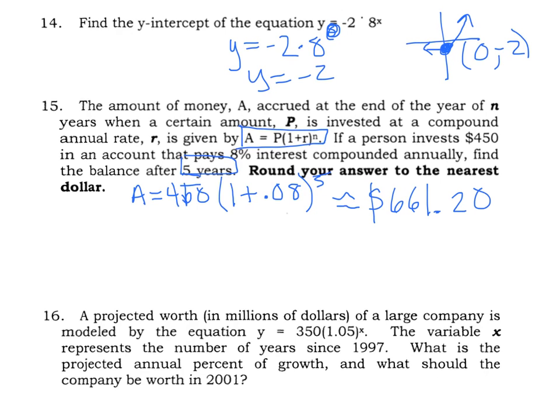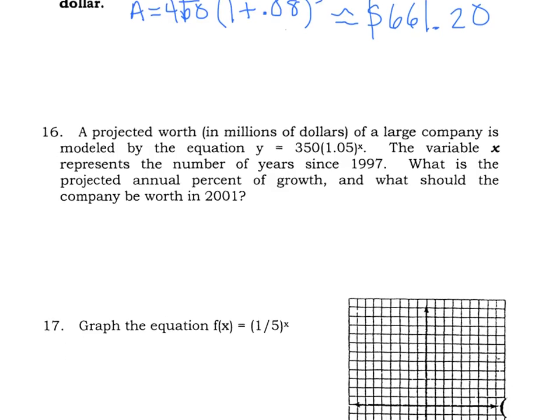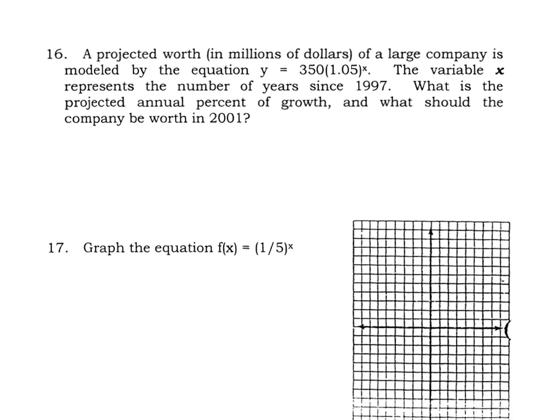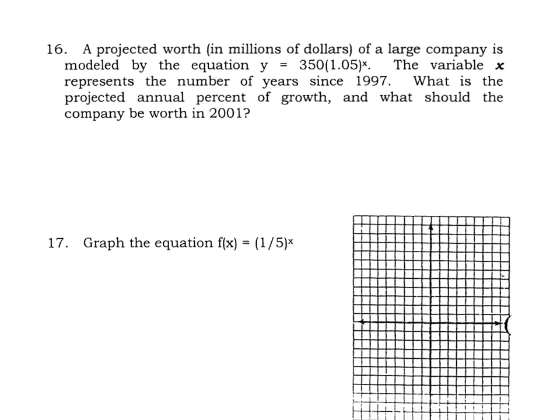Okay. Number 16 is going to be very, very similar. Again, it gives us an exponential growth model with the value of a company. And the biggest difference here is how we read the time factor. So here's the model. The model starts in 97, and I want to know what the company would be worth in 2001.